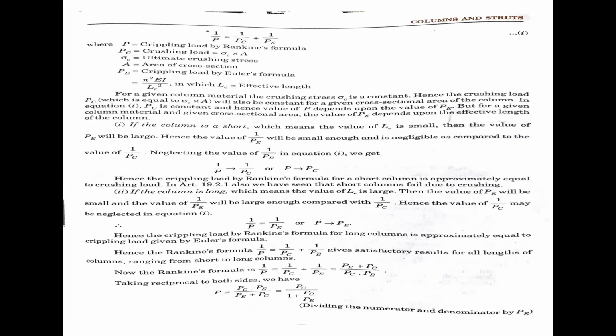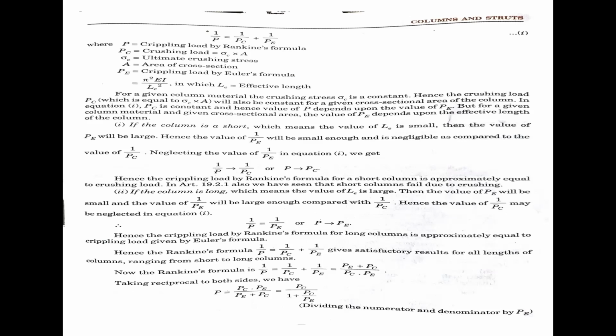For a given column material, the crushing stress sigma C is a constant. Hence the crushing load P suffix C, which is equal to sigma C into capital A, will also be constant for a given cross-sectional area of the column. In equation 1, P suffix C is constant and hence the value of P depends upon the value of P suffix E, that means the crippling load by Euler's formula.